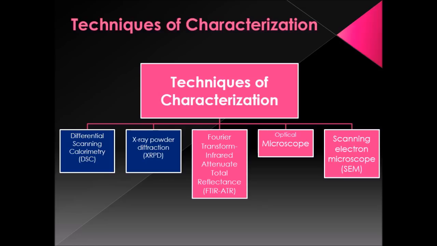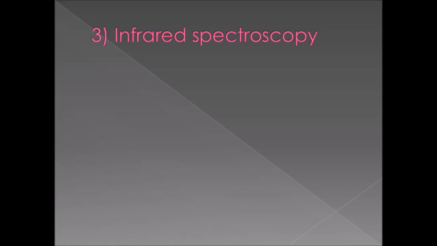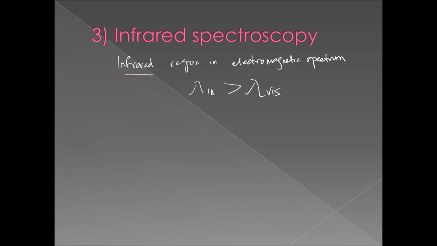So after we have done with DSC and X-ray powder diffraction, let's go into the Fourier transform infrared technique. Infrared spectroscopy is a spectroscopy that deals with the infrared region in the electromagnetic spectrum. In this region, the wavelength of the infrared is longer than the wavelength of visible light, and the frequency of infrared is lower than the frequency of visible light.